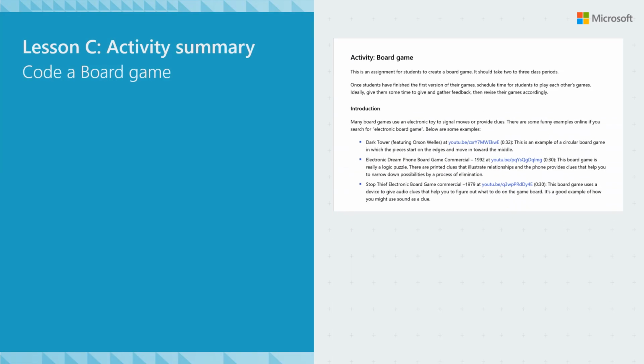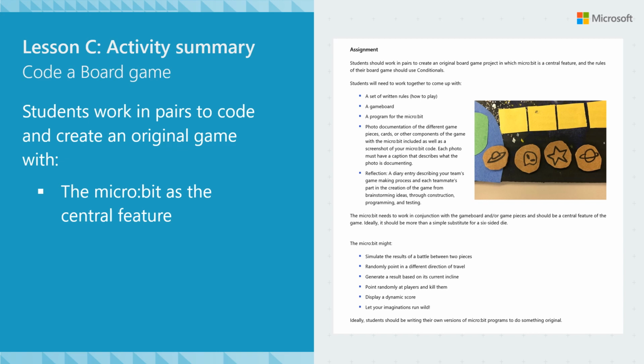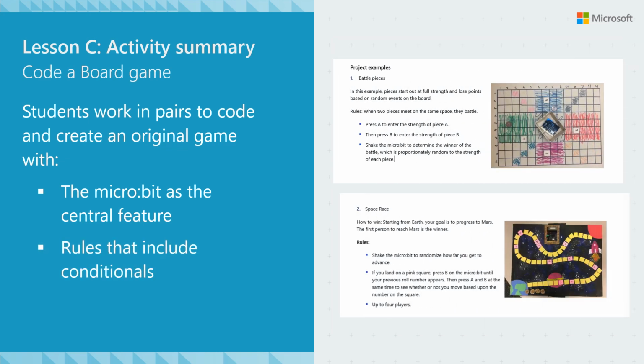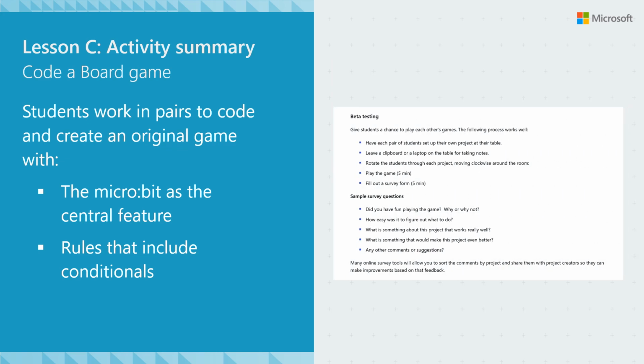In Lesson C, the project is a board game. Students will work in pairs to code and create an original game with the microbit as the central feature and rules that use conditionals. Ideas for the role of the microbit are included, as well as two project examples. This project may take a couple of class sessions for students to complete.